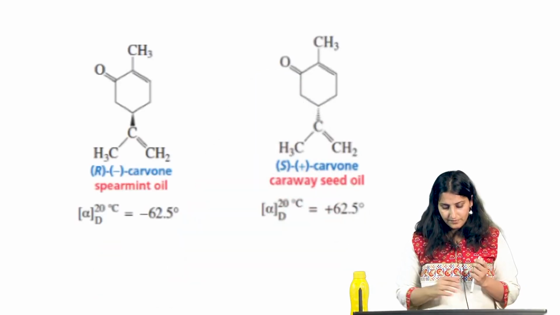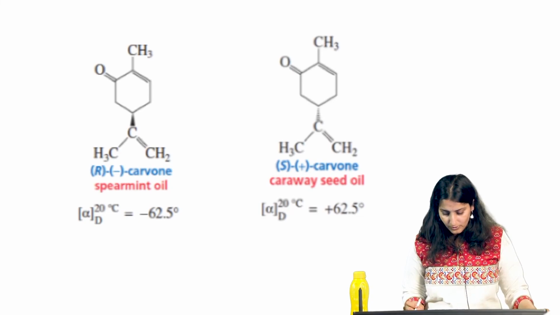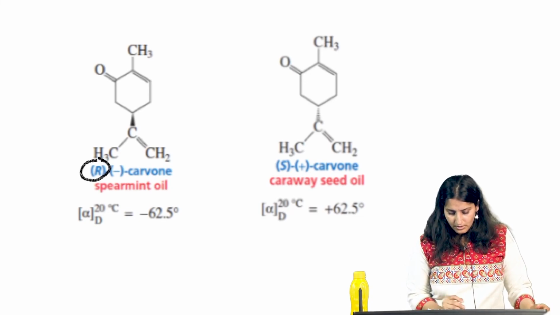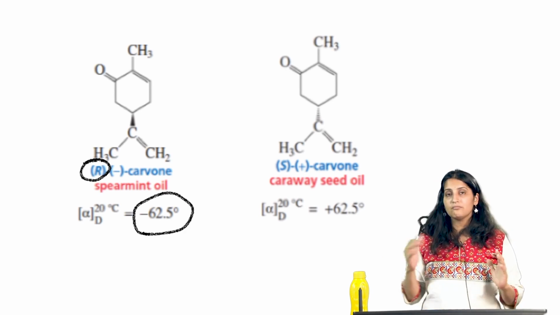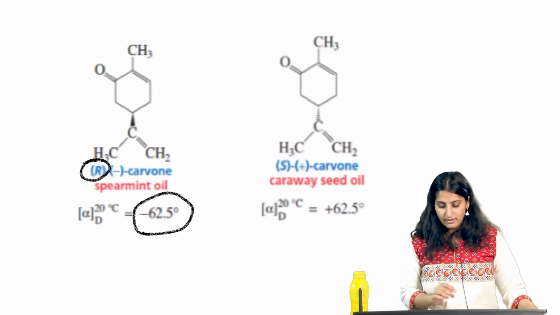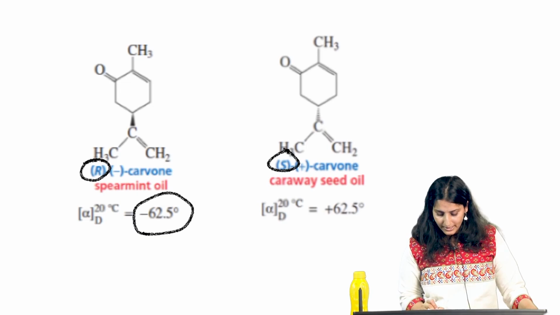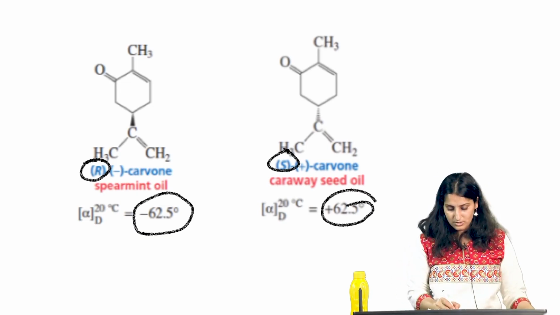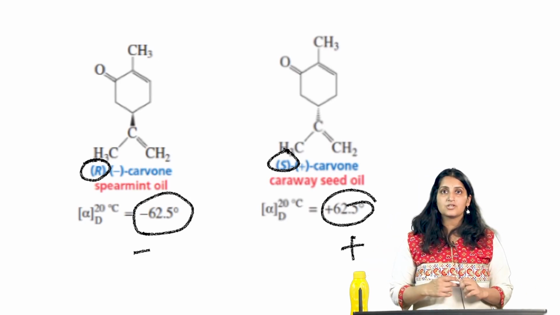In fact, if you look at the two enantiomers, here is something I want to point out. Let us say that the R carbon here rotates the light, alpha at 20 degrees is minus 62.5, meaning it rotates towards one side. Its counterpart, which is the S enantiomer, will rotate it exactly the same number of degrees, just in the other direction. So, this one is negative, whereas this one rotates it in the positive direction.